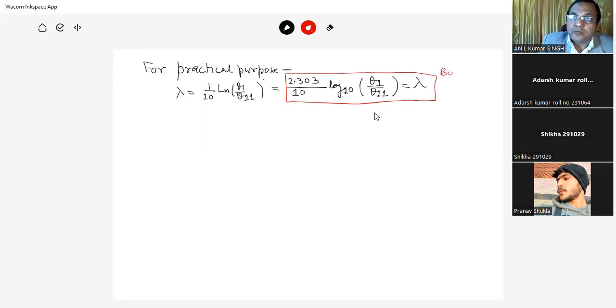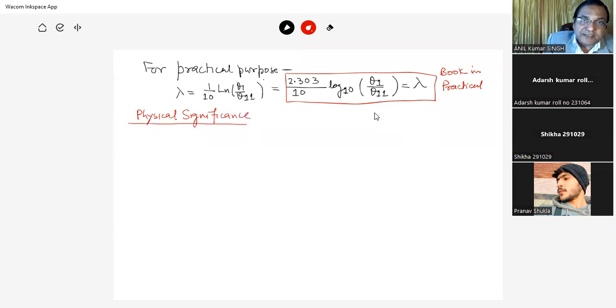तो हम जो प्रैक्टिकल पर्पस के लिए ये फॉर्मूले का यूज करते हैं जो प्रैक्टिकल के बुक में दिया है, प्रैक्टिकल पर्पस के लिए ये चीज आपको यहाँ पर दिया रहता है. अब इसकी मीनिंग क्या हो गई? फिजिकल सिग्निफिकेंस. फिजिकल सिग्निफिकेंस मैथमेटिक्स तो हो गया, लेकिन इसकी फिजिकल सिग्निफिकेंस को भी समझना बहुत जरूरी है, क्योंकि अक्सर पूछा जाता है कि व्हाट डू यू मीन बाय फिजिकल सिग्निफिकेंस ऑफ लॉगरिथमिक डिक्रीमेंट.